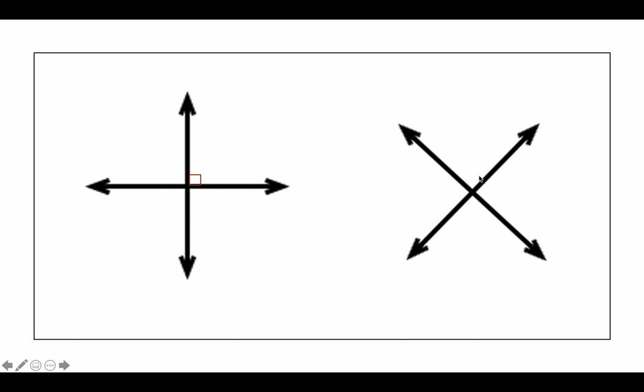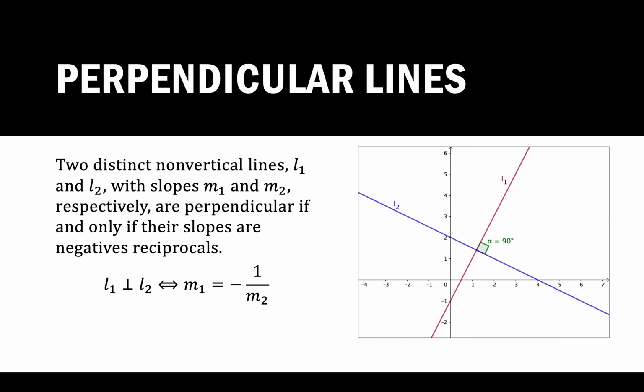So in any case, for instance, if you have two slanted lines and they are perpendicular lines, they should still form an angle of 90 degrees. Let's define perpendicular lines first. We are looking at two distinct non-vertical lines, L sub 1 and L sub 2, whose slopes are M sub 1 and M sub 2 respectively. They are perpendicular if and only if their slopes are negative reciprocals.